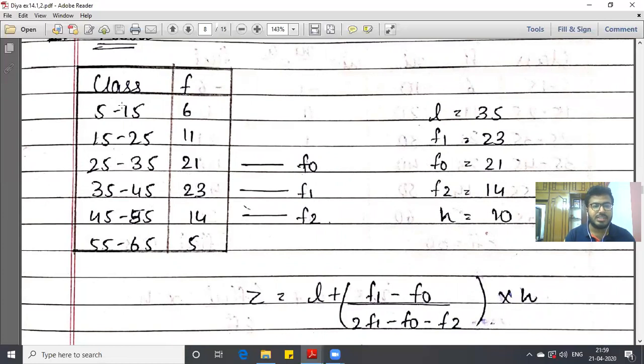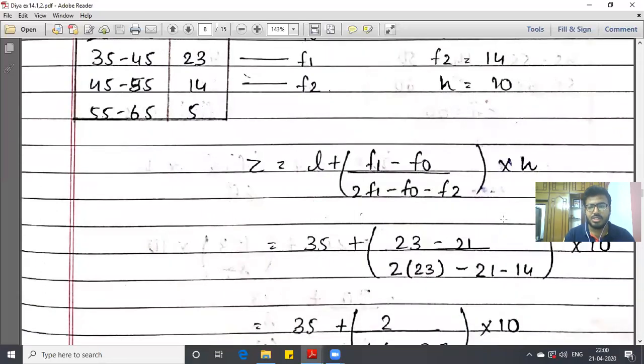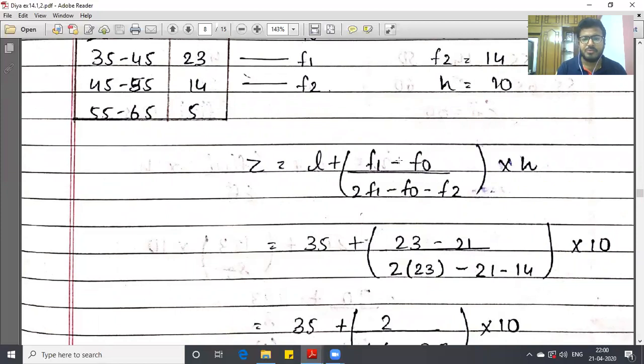So you are writing the values as it is: f1, f0 and f2. Okay, and the h, that is the class difference. Class length has how much? 15 minus 5, that is how much? 10. So 35 minus 25, that is 10. So h value is equal to 10. So now you are directly substituting the value. Hope you got this much. And then you are substituting the values: mode is equal to L plus (f1 minus f0) upon (2 into f1 minus f0 minus f2) into h.